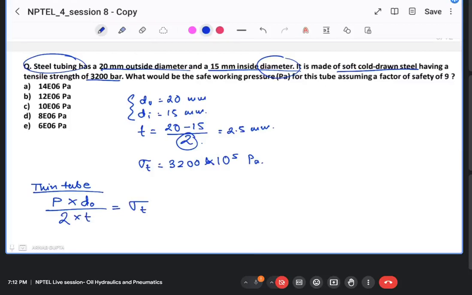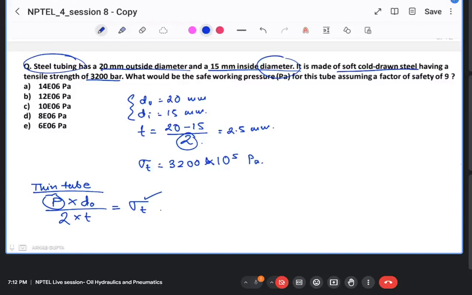So what is this pressure? If you're equating this with your tensile strength, it means that you're working at the extreme condition, right? If this particular pressure is producing this much tensile stress in the tube, then it will lead to failure because it is having a tensile strength of this much. So what you have to do, you have to maintain a particular factor of safety.